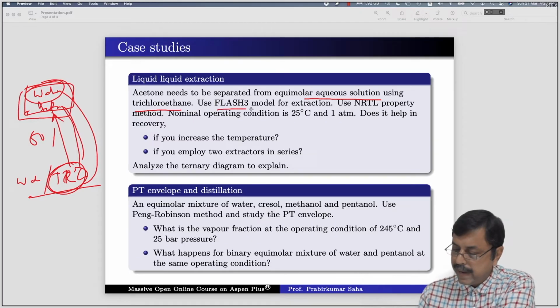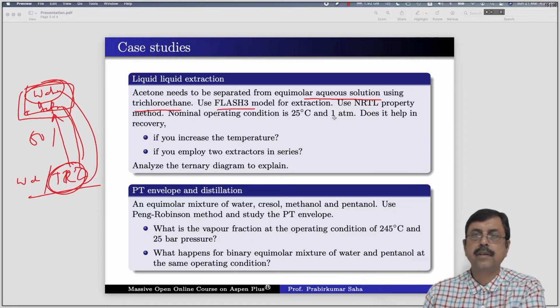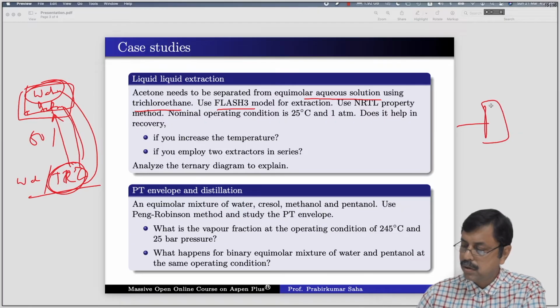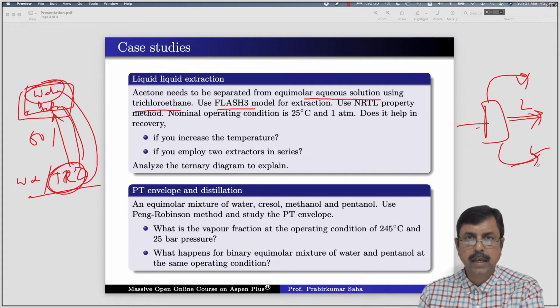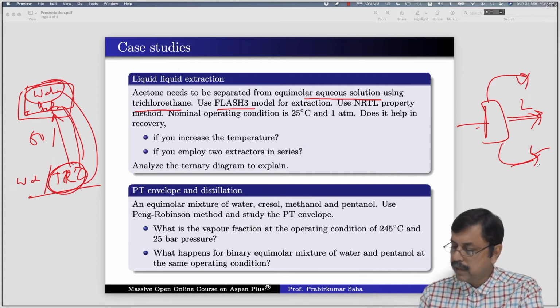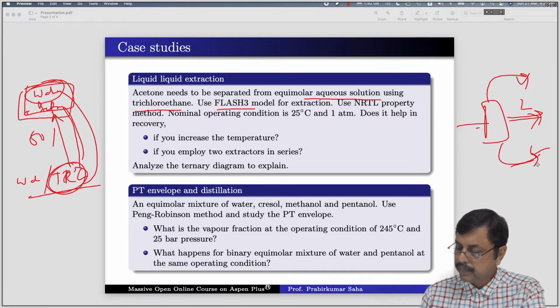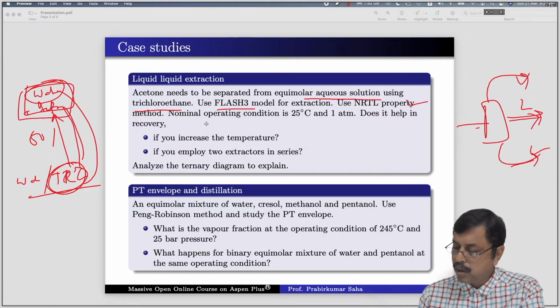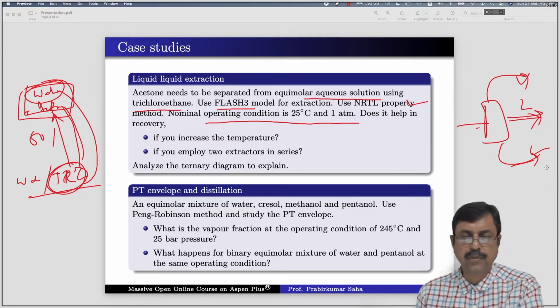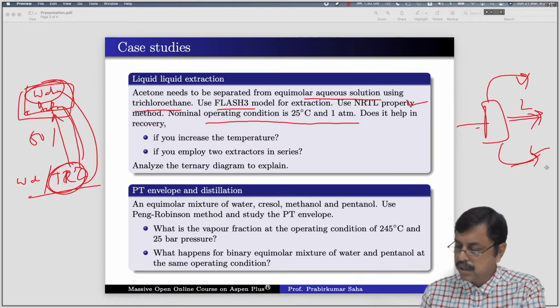We will use the flash 3 model for extraction, because we know flash 2 has vapor and liquid, but flash 3 has vapor, liquid, liquid. So there are 2 liquid outputs we have in the flash 3 model, so we can use it for extraction. We will use the NRTL property method, and the nominal operating condition is 25 degrees centigrade and 1 atmosphere pressure. So it is normal operating condition.